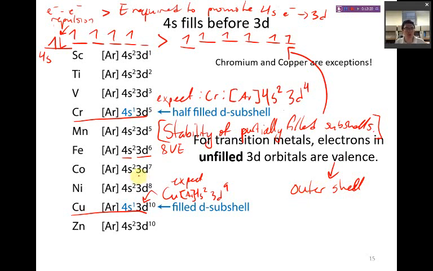Because the d orbital is unfilled, those also contribute to the valence electrons. Now, in the case of zinc, the 3d orbital electrons are not valence because it's been filled. For the case of copper, the 3d electrons are not valence because they've been filled. It's only when we have a partially filled subshell. In the case of scandium through nickel, their valence electrons include both the 4s and the 3d electrons.